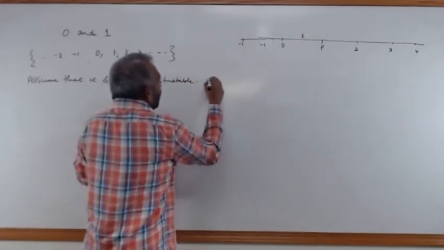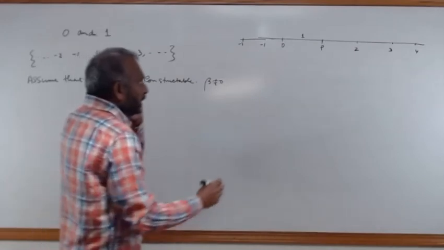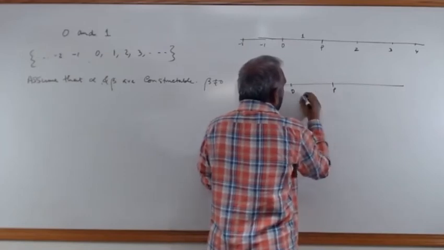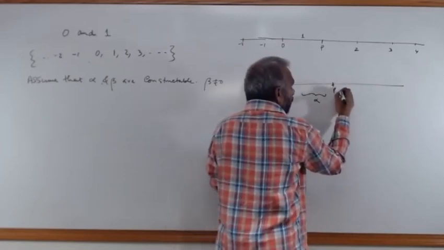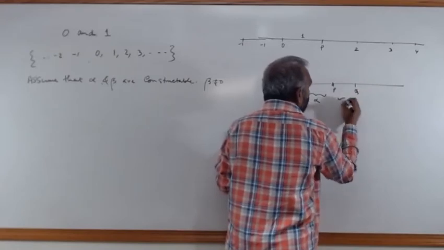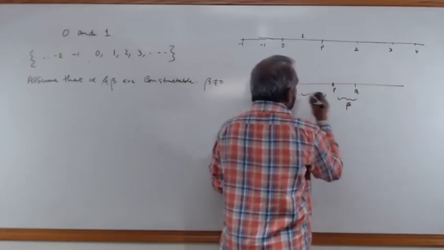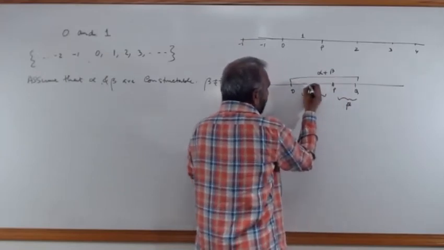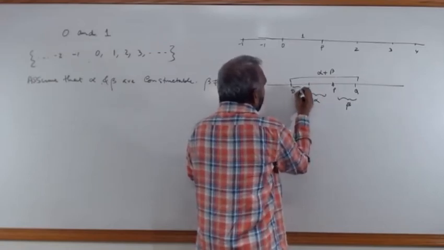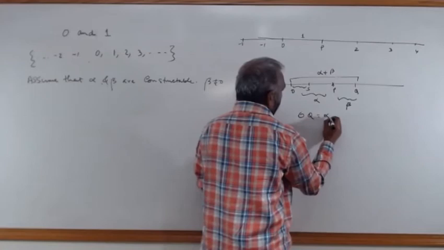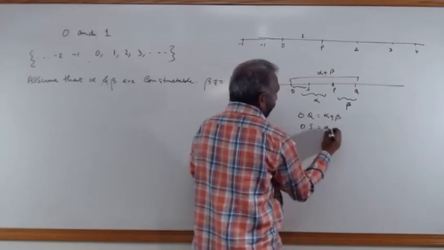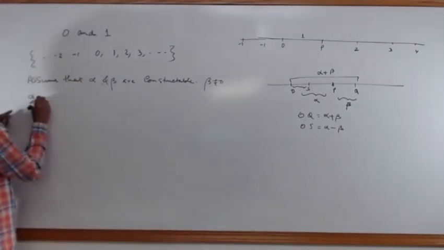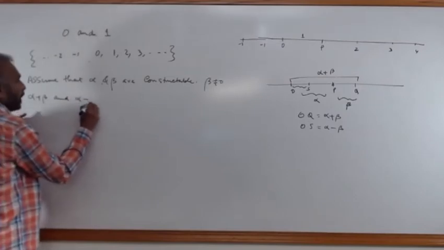And I'm assuming beta is different from 0. Then let us mark OP as alpha, and from here you mark beta here, Q, that is beta, then OQ will be alpha plus beta. And if you mark it on the left side, let's say S, then OQ is equal to alpha plus beta, OS is equal to alpha minus beta. So if alpha and beta are constructible, so are alpha plus beta and alpha minus beta.